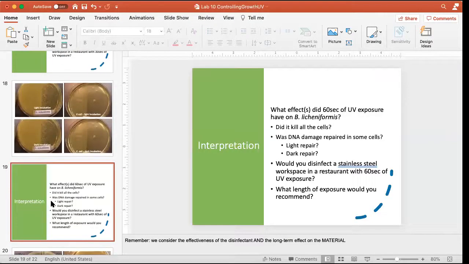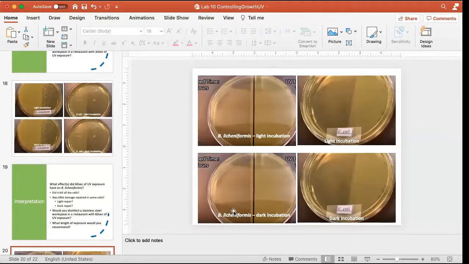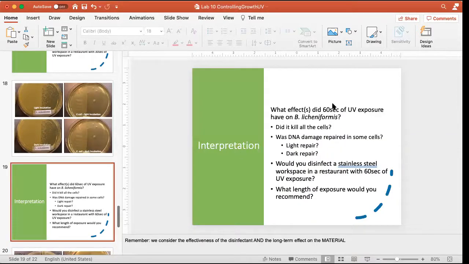All right, let's jump back in here. So let's think about the 60-second plates now. And remember, for the 60-second plates, nothing grew. It didn't matter if we were in the light or the dark for either organism. These are the Bacillus Lyconiformis plates. These are the E. coli plates, light and dark. We got nothing. No cells grew on any of these plates. The control cells grew fine. The side that was covered up, those cells grew fine, but the exposed cells didn't.